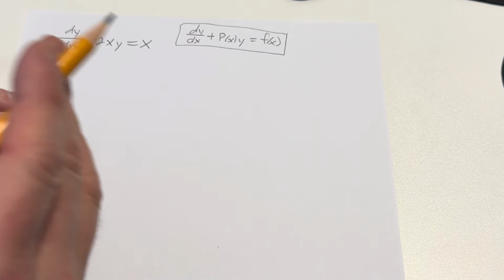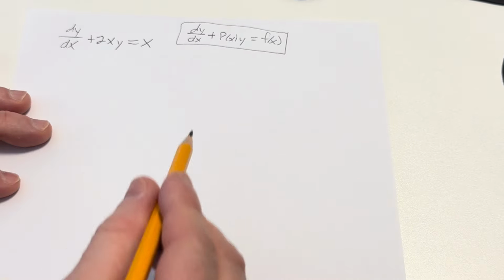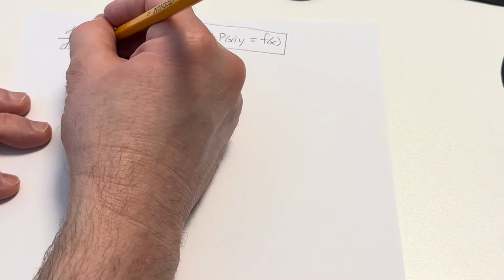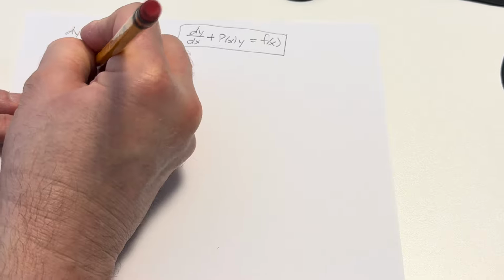So that's the general form or the standard form of a first order linear differential equation. When solving these, the first step is to put it in this form. As you can see here, this problem is already in that form. So this here is our p of x, so our p of x is equal to 2x.